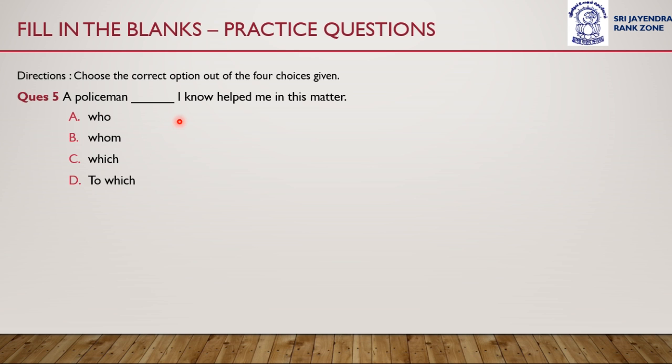A policeman dash I know helped me in this matter. Options are option A who, option B whom, option C which, and option D to which.